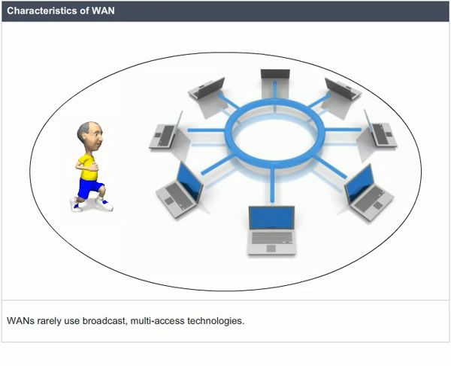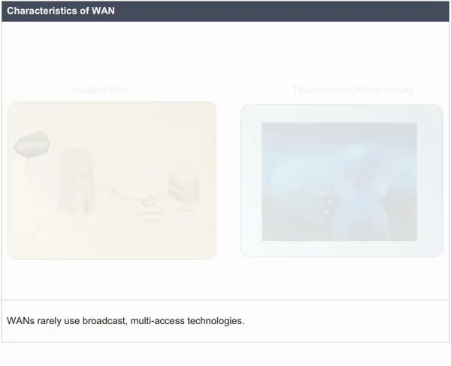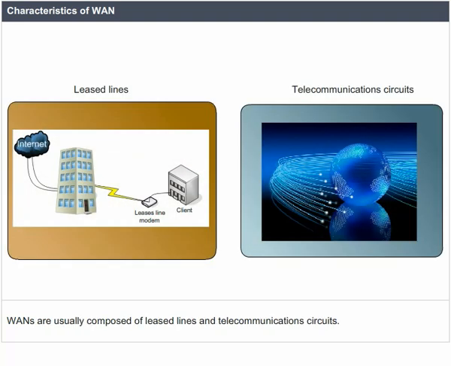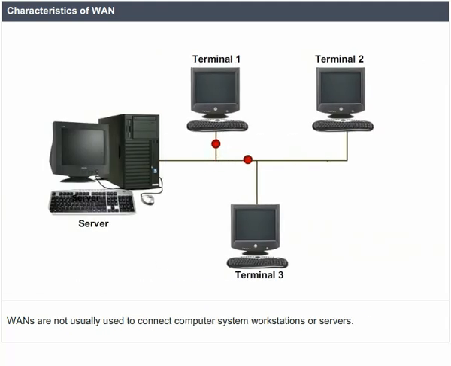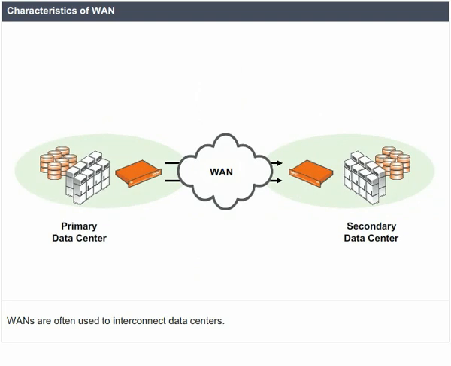WANs rarely use broadcast multi-access technologies. WANs are usually composed of leased lines and telecommunication circuits. WANs are not usually used to connect computer system workstations or servers. WANs are often used to interconnect data centers.